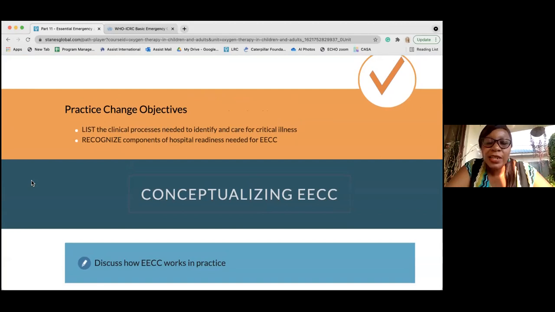So for this session, we're going to list the clinical processes which are needed to identify and care for critical illness. We're also going to recognize the components of hospital preparedness which are needed for us to provide essential emergency and critical care services. And remember, this becomes very important as we prepare for the impending fourth wave. So at this point, Sarah, please, I would advise you to just guide us on how we're going to proceed into our breakout sessions.